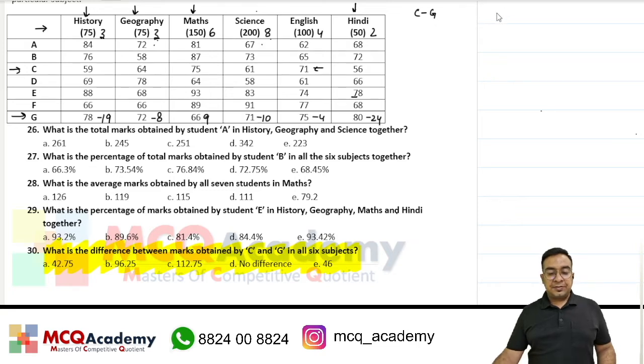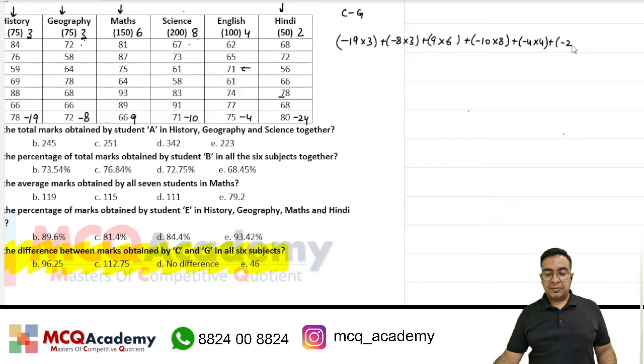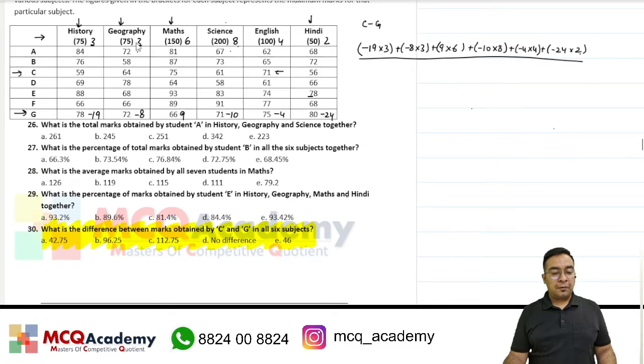तो हमने यहाँ पे C minus G की वैल्यू कैलकुलेट की है इंडिविजुअली. Now we'll calculate the weighted mean and weighted average of these differences. So for that, multiply minus 19 by 3, minus 8 by 3, 9 by 6, minus 10 by 8, minus 4 by 4, minus 24 by 2. Divide all these values with the total of weights. This is equal to 3 plus 3, 6 plus 6 is 12. 12 plus 8 is 20. 20 plus 6 is 26.